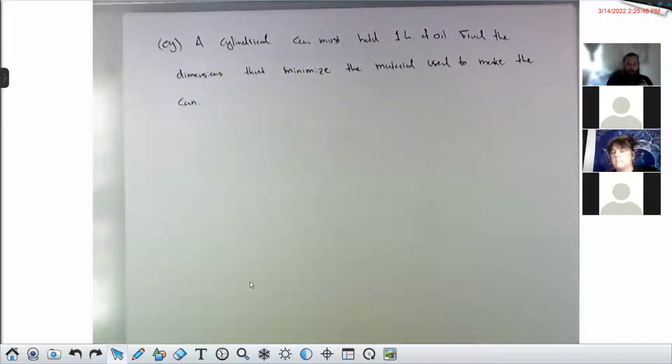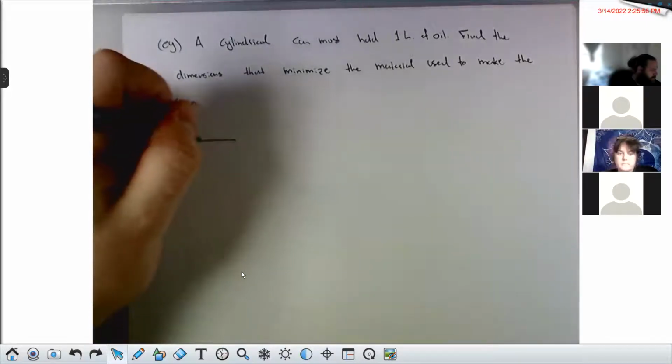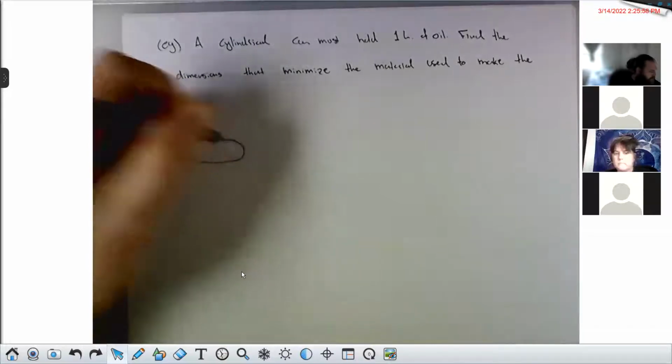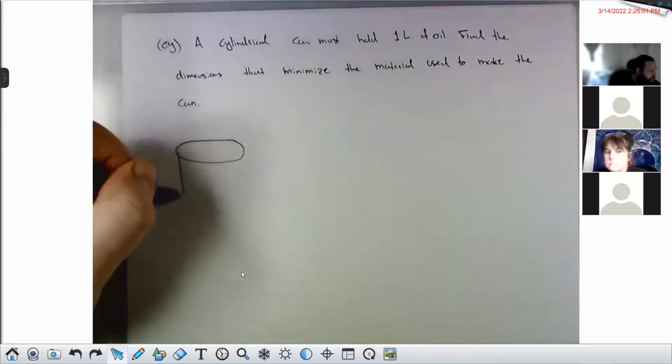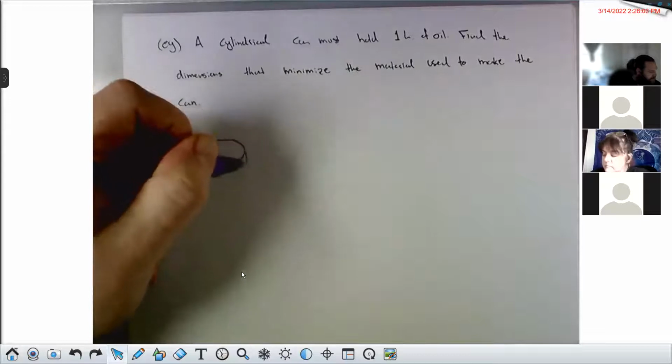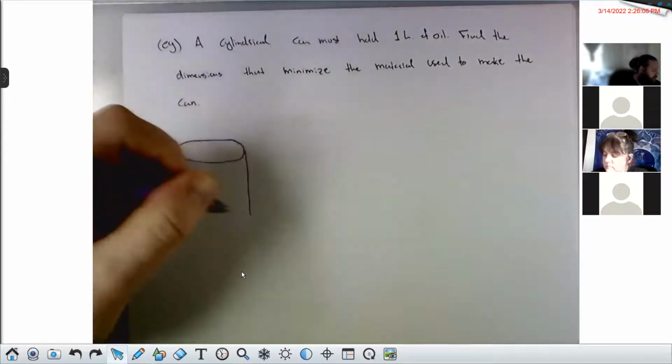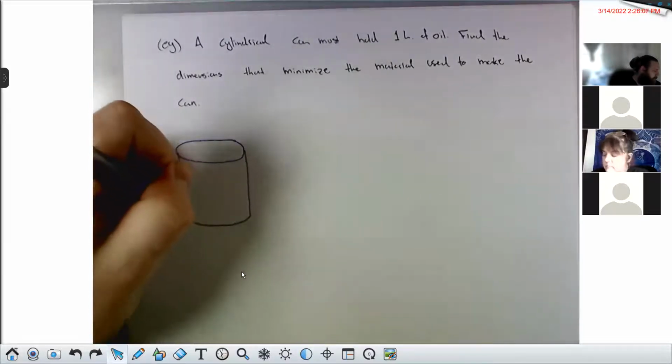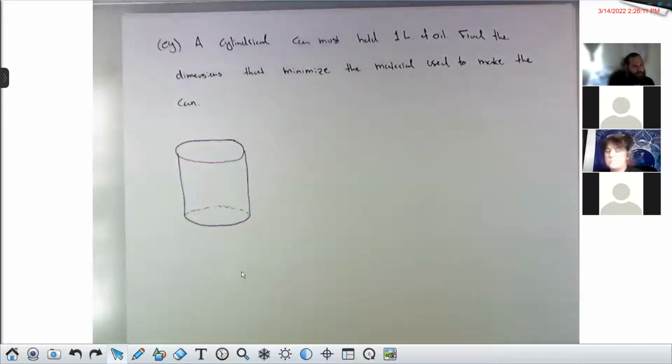So where do I begin? What's my first step? Draw a picture. Let's draw a picture. So, all right, here's a cylindrical can. Its top is a circle. It's got straight sides. And its bottom is a circle, same size circle as the top. Here's my cylindrical can.